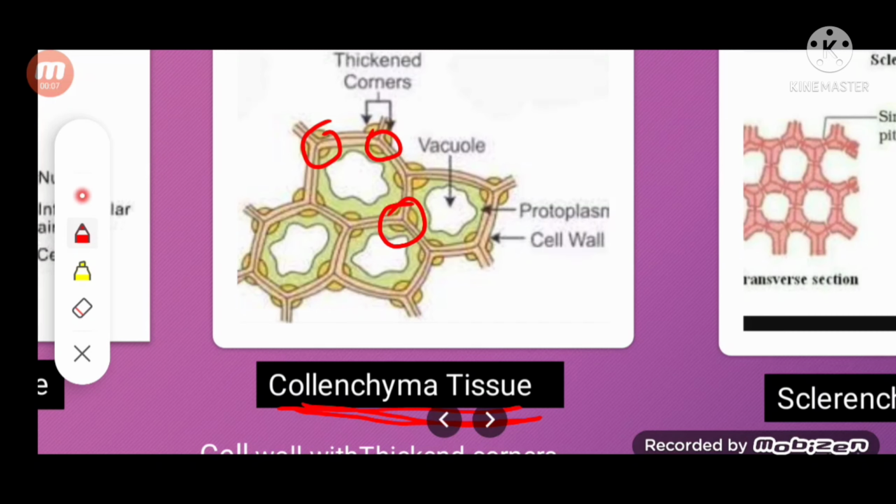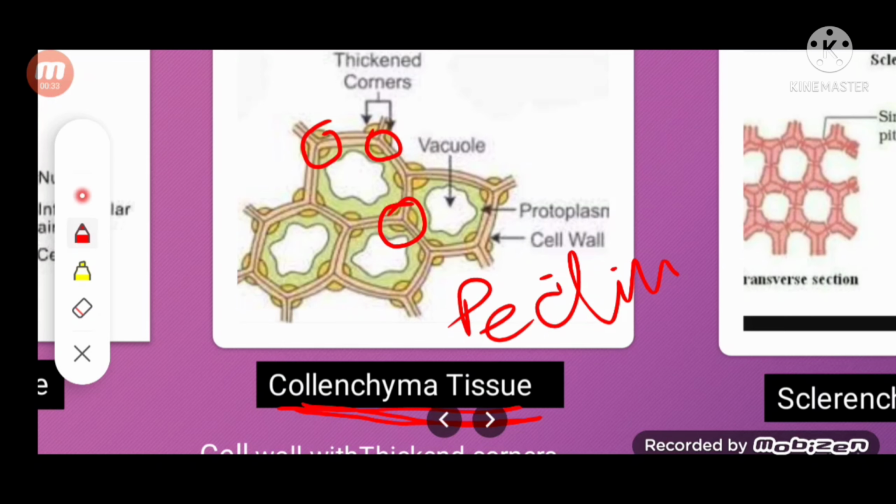And there will be no intercellular spaces between the cells, because the space between the cells will be filled with a complex substance which is known as pectin, P-E-C-T-I-N. It is filled with pectin and other substances. So there will be no intercellular spaces.